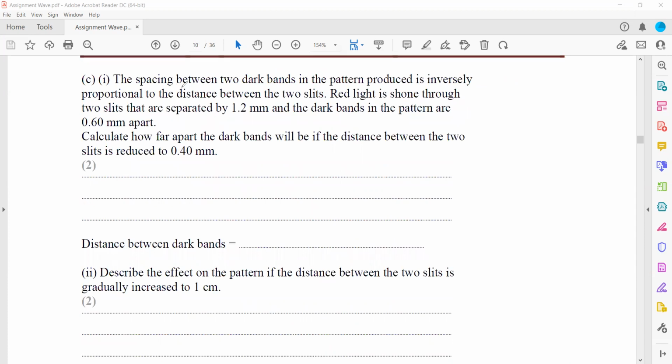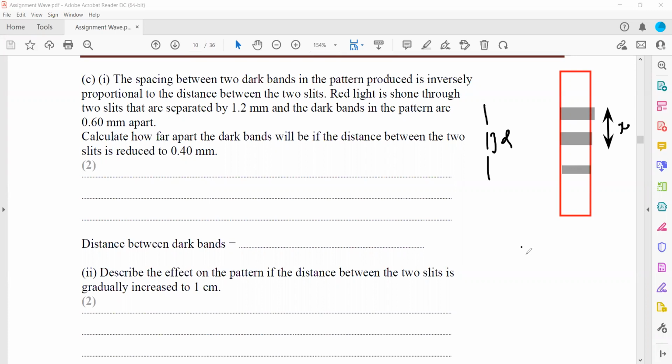In this question, the spacing between the two bands, two dark bands, is inversely proportional to the distance between the slits. That we already discussed. If this is on the screen, and we have the bands, these are the bands, bright and dark. So they're saying the distance between the bands, this is x, is inversely proportional to the slit gap size. So x is inversely proportional to d. Whenever two quantities are inversely proportional, their product is constant. So we can say x into d is equal to constant.